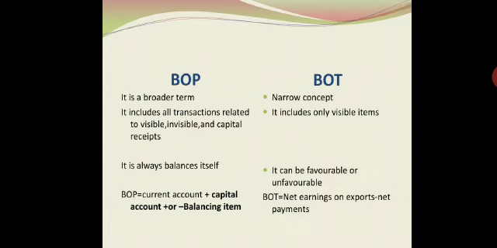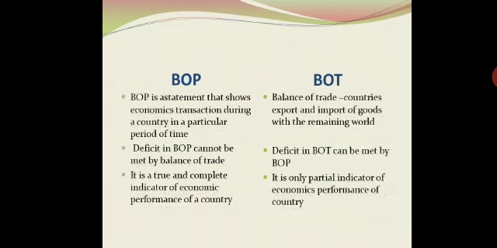The balance of payment is current account plus capital account plus or minus balancing item, whereas the balance of trade is equal to net earnings on export minus net payments. Another difference between the balance of payment and the balance of trade is that the balance of payment is a statement. It shows economic transactions of a country during a particular period of time, that is a given or constant period of time.